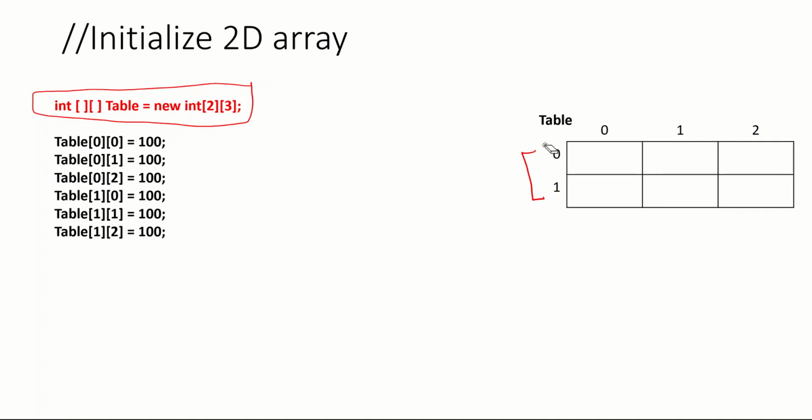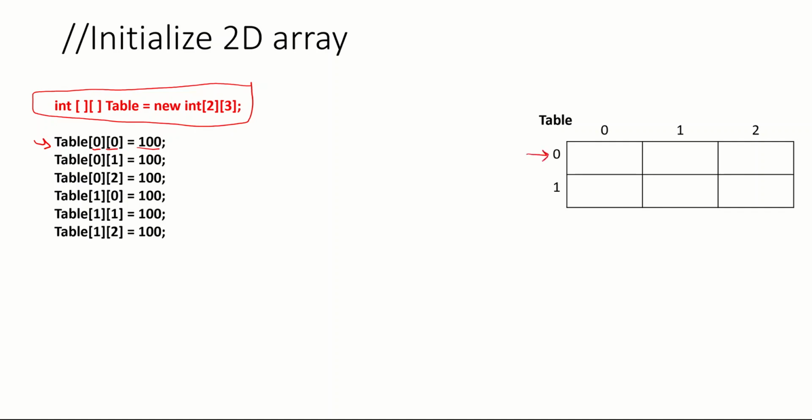Now if the question is saying you need to initialize your two-dimensional array, all of the elements inside your two-dimensional array should have the value 100, then we can do it as follows. I can go one by one, step by step, and initialize the values. So we can just mention, go to my table at location 0 and 0, and we can save the value 100.